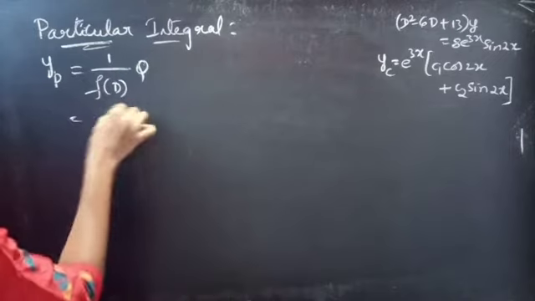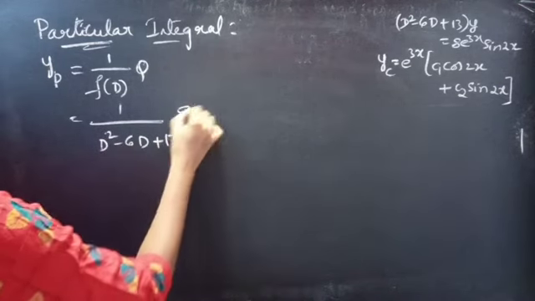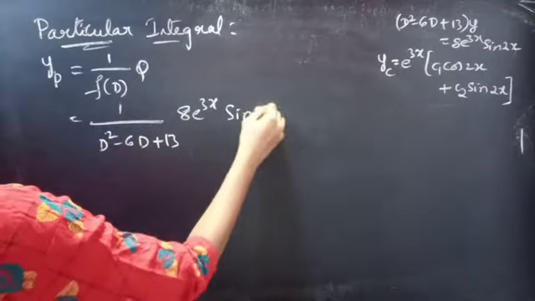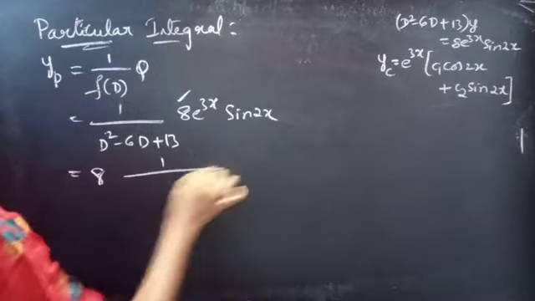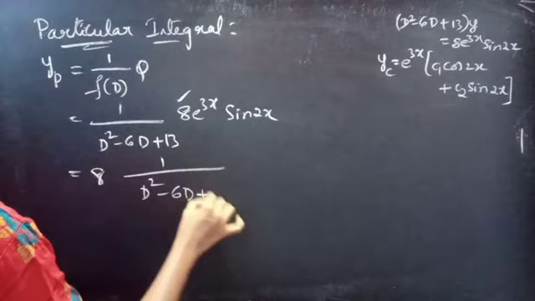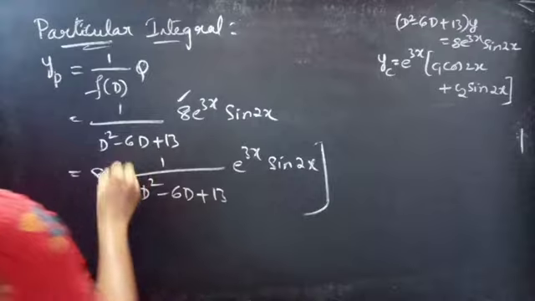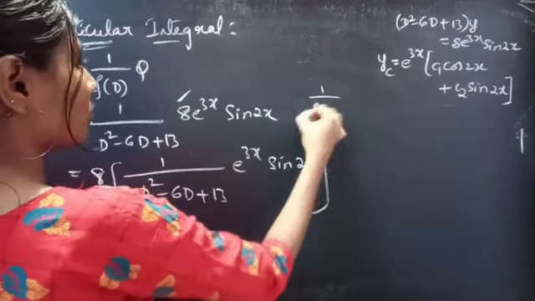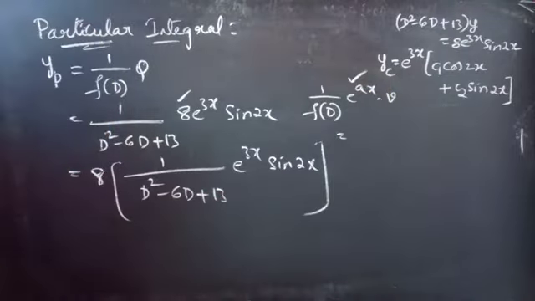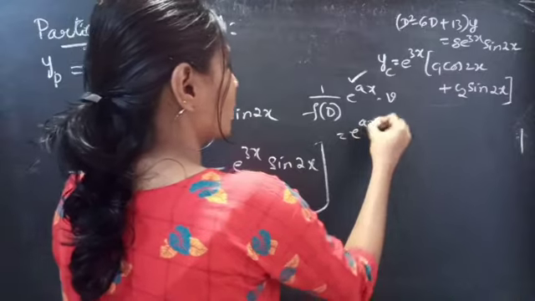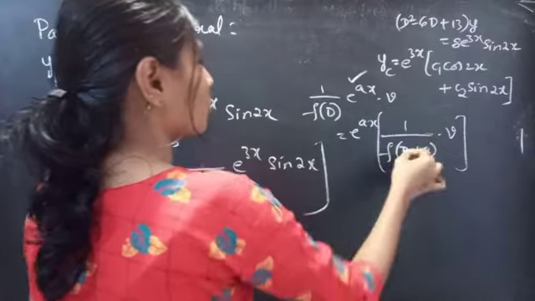We have f of D and Q, where f of D is D square minus 6D plus 13 and Q is 8 into e power 3x sine 2x. We can also write this as constant 8 into 1 by f of D into e power 3x sine 2x. So this is of the form 1 by function of D into e power ax into V. We'll shift e power ax towards left by replacing D with D plus a, and later we'll operate V with 1 by f of D plus a.